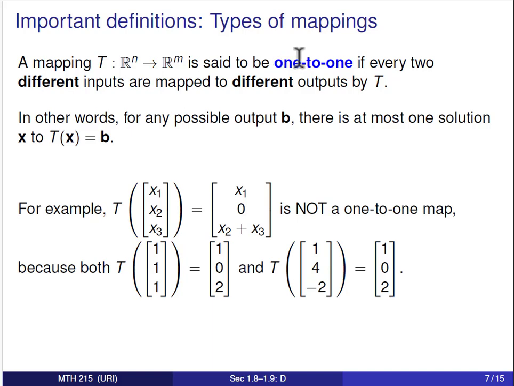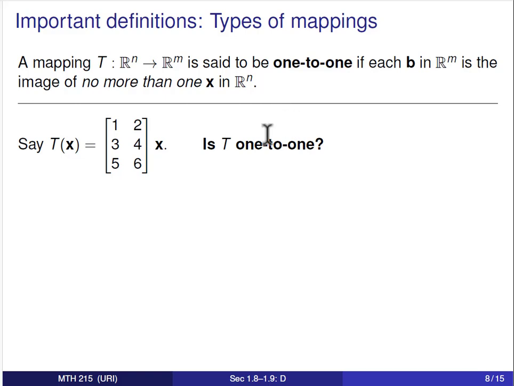So the terminology one-to-one is meant to distinguish a mapping where you might have two different things sent to the same one output. That can't happen for a one-to-one function. So this function, T of x1, x2, x3, defined by x1, 0, and x2 plus x3, is not a one-to-one map, because if I plug in 1, 1, 1, I'll get 1, 0, 2 out. And if I plug in 1, 4, minus 2, I'll get the same output of 1, 0, 2. So we have different inputs yielding the same output, and that is what's forbidden for a one-to-one map.